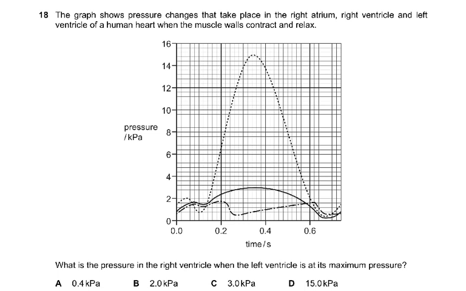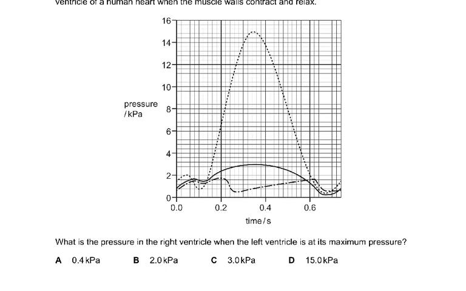Then 18. The graph shows pressure changes that take place in the right atrium, right ventricle, and left ventricle of a human heart when the muscle wall contracts and relaxes. What is the pressure of the right ventricle when the left ventricle is at its maximum pressure?